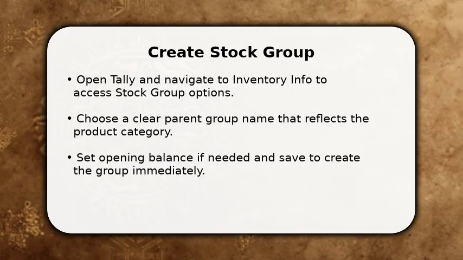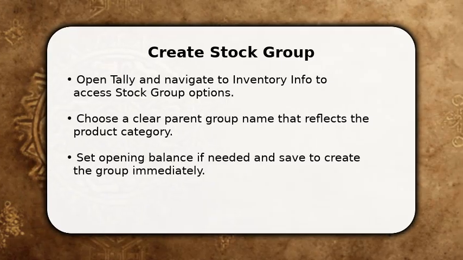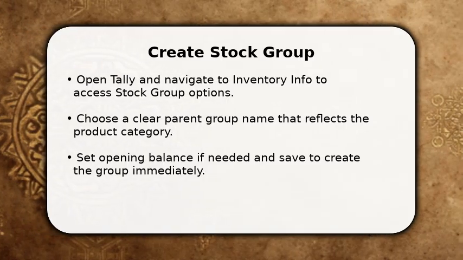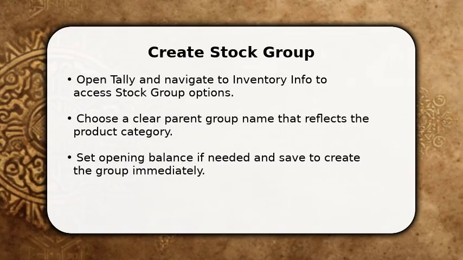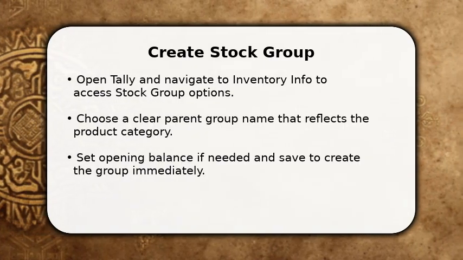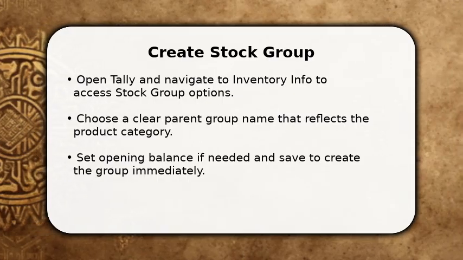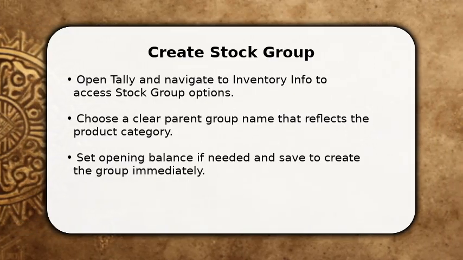In this video, I will show how to make a stock group in Tally. Open Tally, go to Inventory Info, and choose Stock Group. Use a clear parent group, enter a unique name, and set opening balance if needed. Save and repeat for subgroups to keep inventory organized.